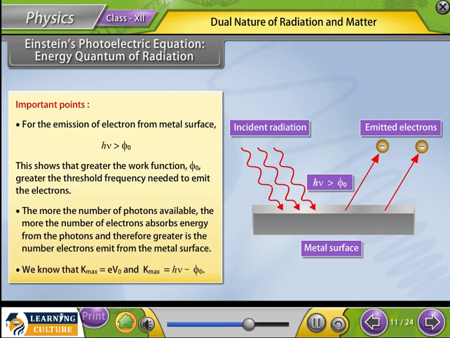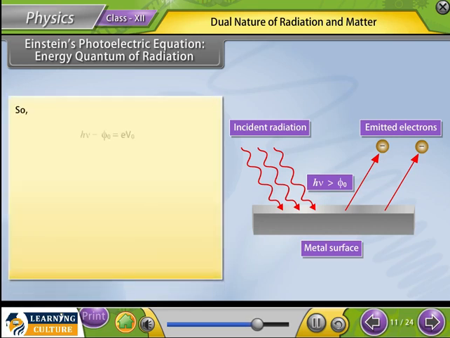We know that Kmax equals eV0, and Kmax is equal to h nu minus phi 0. So, h nu minus phi 0 is equal to eV0. eV0 is equal to (h/e) nu minus phi 0/e.